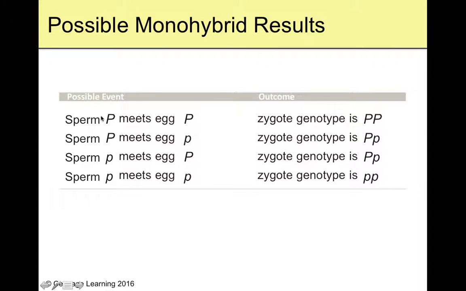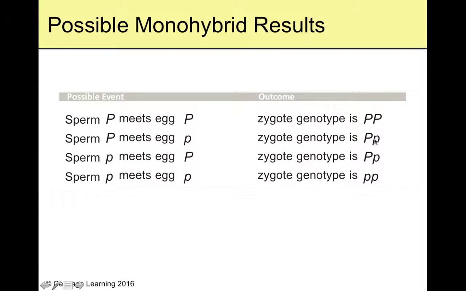There's a couple possible events when we're talking about monohybrid crosses. If we have a big P allele from sperm and a big P allele from egg, then the zygote that's made is big P, big P, carrying both alleles for big P. Other ways we could do this: sperm big P, egg little p, zygote they make is big P, little p. Opposite of that, sperm is little p, egg is big P, zygote they make, big P, little p.